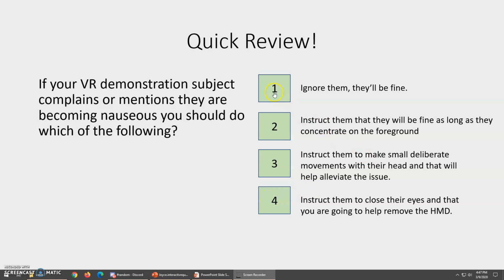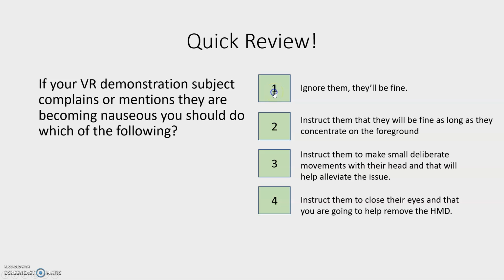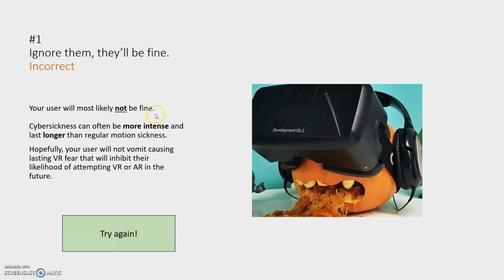And what happens if you go with an incorrect answer, it takes you to this, a slide customized for that incorrect answer. Your user will most likely not be fine. I've got a little graphic there that should display what's going to happen. And these 2 paragraphs down here are blurbs of information. They are present in all the incorrect slides.